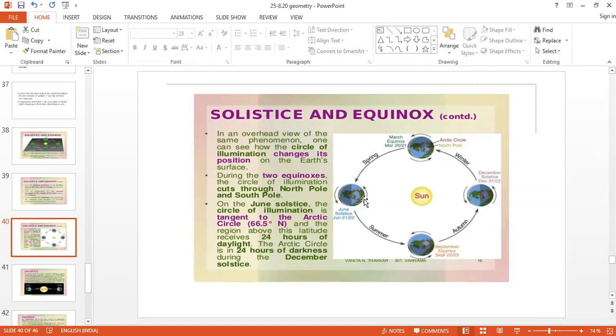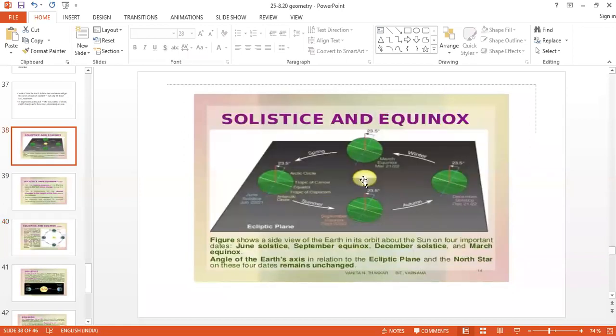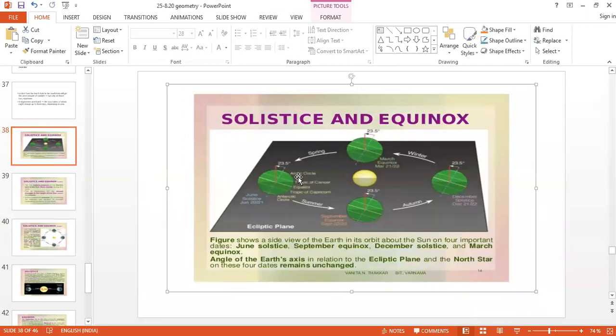Arctic Circle is 66.5 degrees north. And the region above this latitude receives 24 hours of daylight. The Arctic Circle is in 24 hours of darkness during the December solstice. In this figure, we are seeing Arctic Circle. And this is Tropic of Cancer, and this is Equator, and this is Tropic of Capricorn and Arctic Circle.